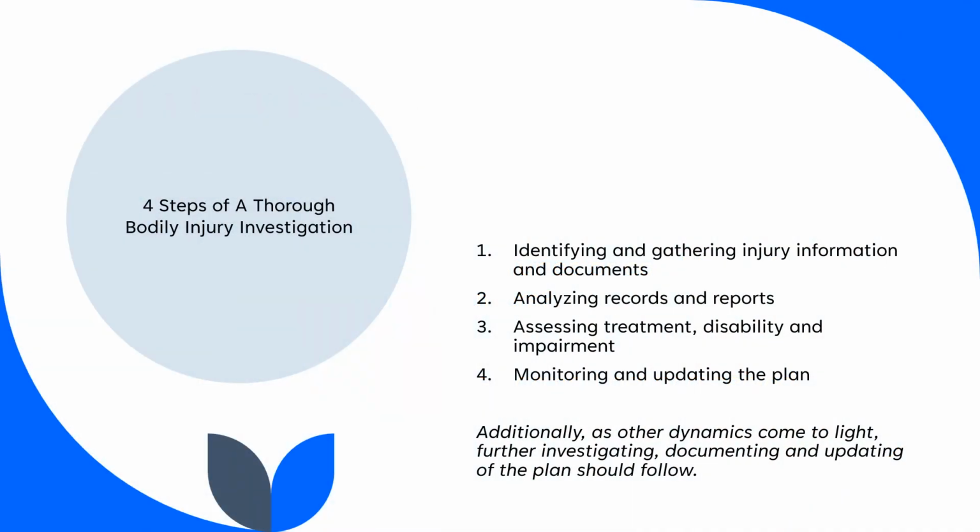Ultimately, a thorough bodily injury claim investigation involves the adjuster following the four best practice steps to include identifying and gathering injury information and documents, analyzing records and reports, assessing treatment, disability, and impairment, and monitoring and updating the plan. As other dynamics come to light, further investigating, documenting, and updating of the plan should follow. This is all an ongoing process up until the claim has reached the conclusion stage.